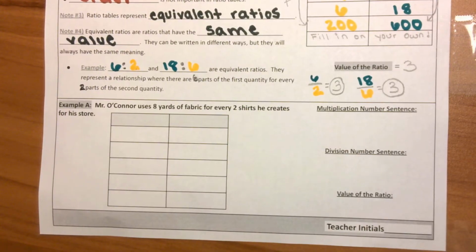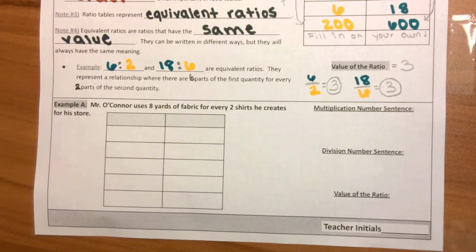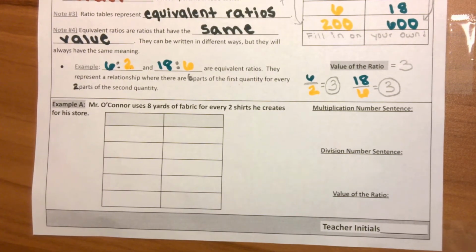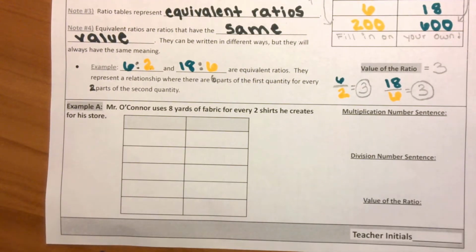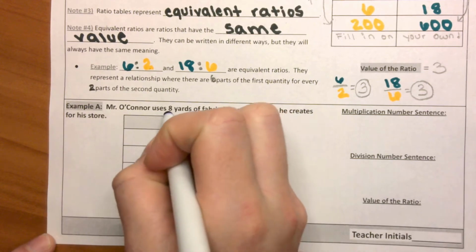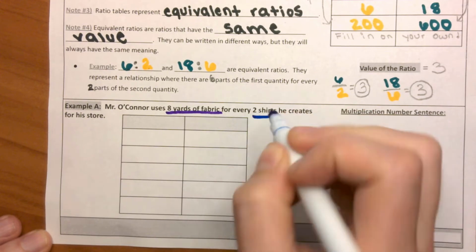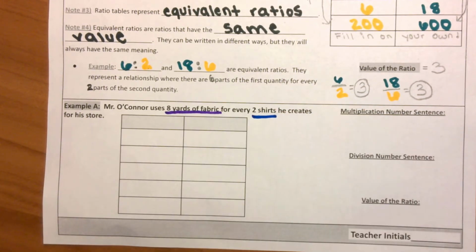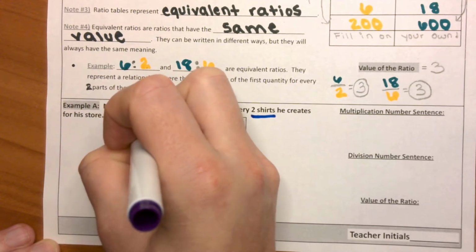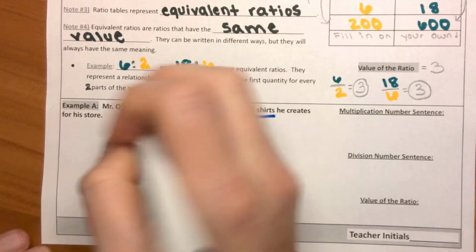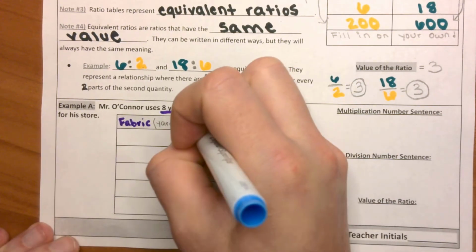Let's take a look at example A. Mr. O'Connor uses 8 yards of fabric for every 2 shirts he creates for his store. So the 2 quantities we're talking about are yards of fabric and shirts. So we're going to write that at the top of our ratio table. I'm going to write fabric, and then in parentheses yards, and then shirts.